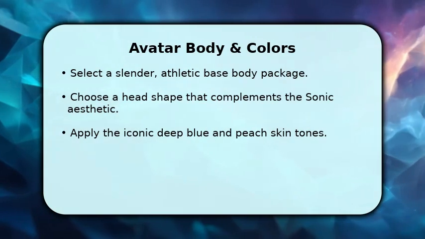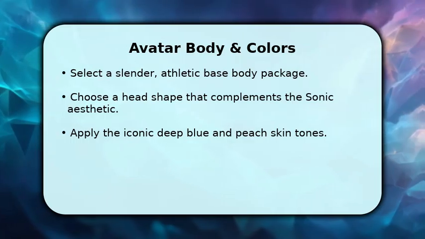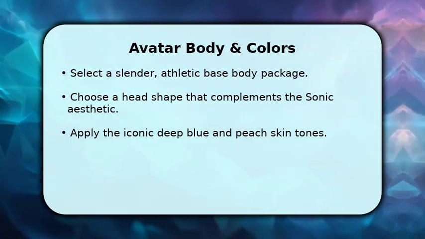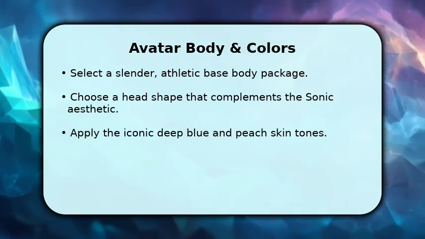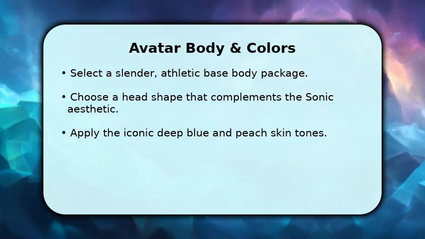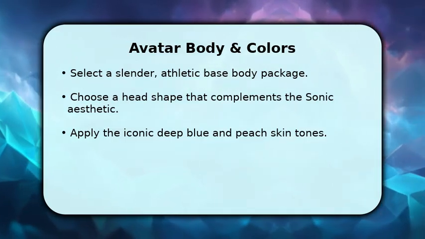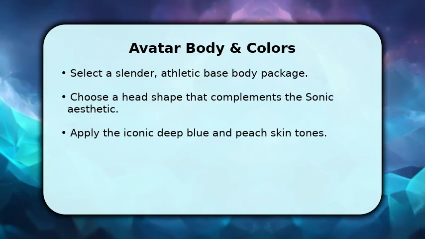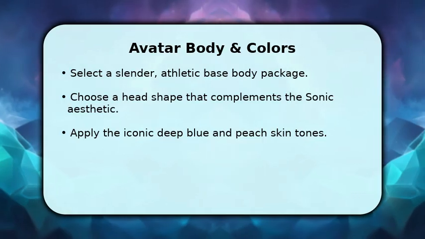Now, let's focus on the main body and colors. Start by selecting a base body package that gives your avatar a lean, agile appearance similar to Sonic's build. Then, pick a head that fits the overall style. Crucially, you'll need to apply the correct colors. Use a vibrant, deep blue for the main body and a soft peach or tan for the muzzle and belly areas. This color combination is essential for an authentic look.